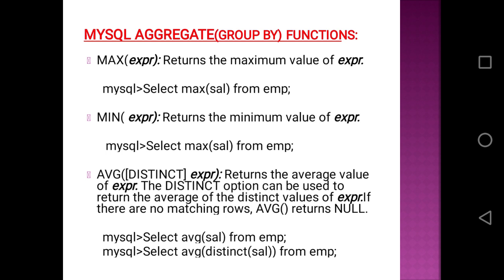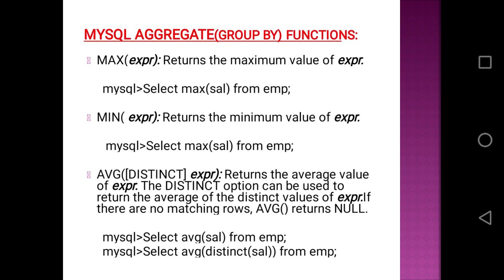Now come to the next function. It is average. Average and distinct. Distinct is a clause. You know very well, distinct retrieves unique values from a given column, and distinct is optional here with average. What will average do? It returns the average value of expression. If there are no matching rows, average returns null values. Select AVG(sal) from EMP. What it will do? It will calculate the average of all salaries and will return the average value to you.